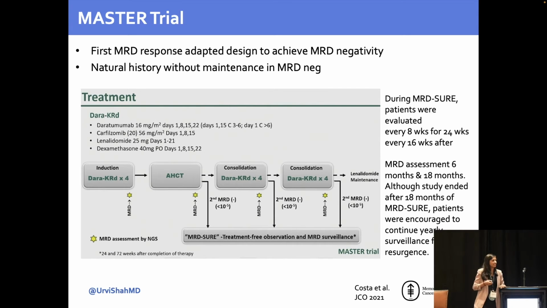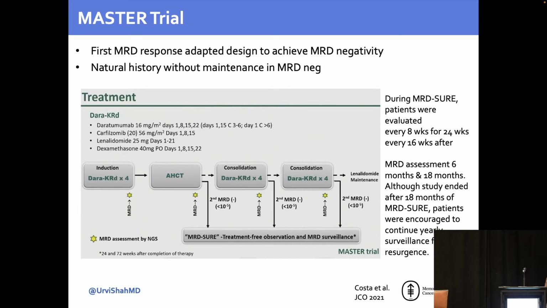And so what you can see here in this study is that they did 4 cycles of a quadruplet, daratumumab, carfilzomib, Revlimid, dexamethasone. Then they did a transplant, and each of these times where you see the yellow stars is an MRD assessment, and they used next-gen sequencing. I think they used the Adaptive clonoSEQ method.